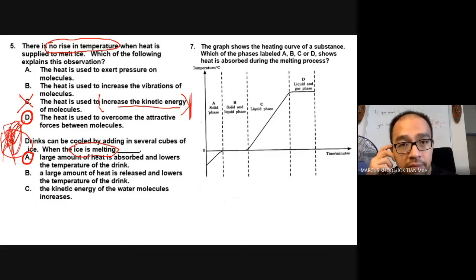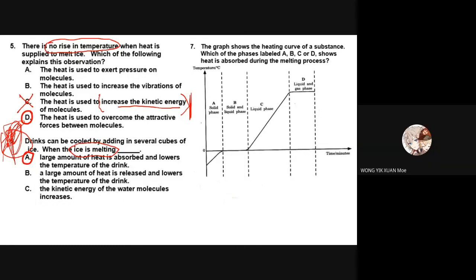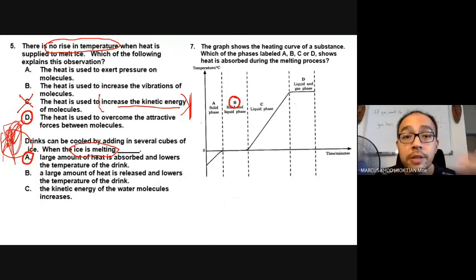Okay, number 7, the graph shows a heating curve of a substance. Which of the phases labeled A, B, C, D shows the heat is absorbed during the melting process? Mr. Wong? B. All right, very good. The melting process is the solid and liquid phase. Okay, melting process. So there's no increase in temperature.